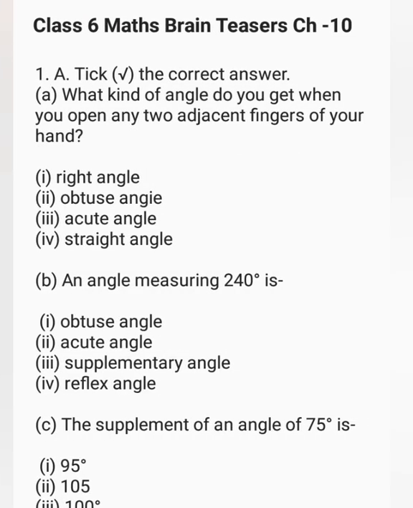Now the question, tick the correct answer. What kind of angle do you get when you open any two adjacent fingers of your hand? We will get an acute angle. An angle measuring 240 degree is dash. 240 degree is more than 180 and less than 360, so it is a reflex angle.